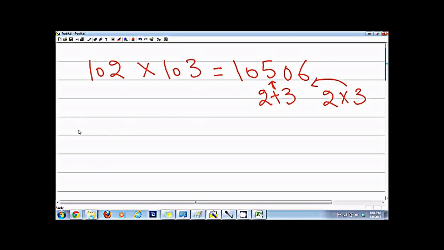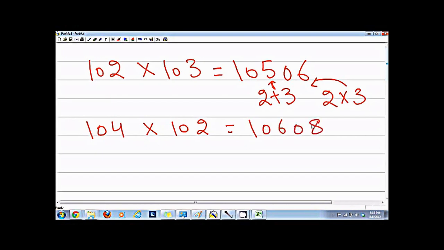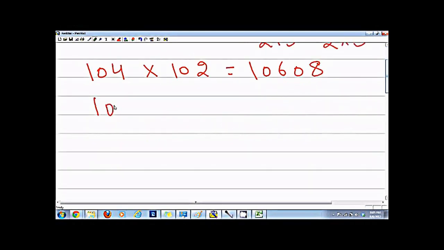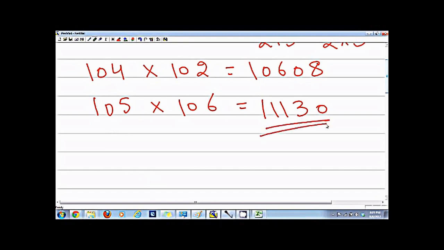So for example, if we take 104 and 102, then the answer will be 1, 4 plus 2 is 6, and 4 into 2 is 8, so the answer is 10608. Again, if we have 105 and I want to multiply by 106, then the answer will be 1, 5 plus 6 is 11, and 5 into 6 is 30, so 11130. So this is a quick way you can multiply numbers which are close to 100.